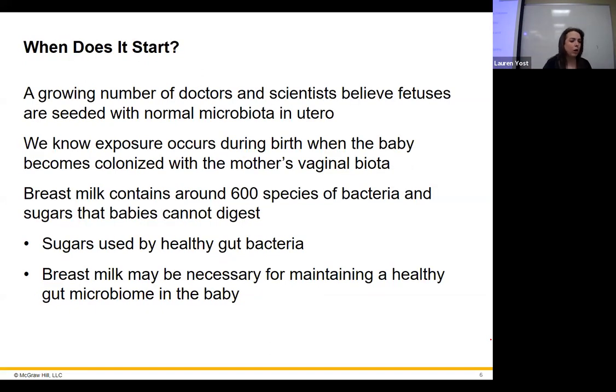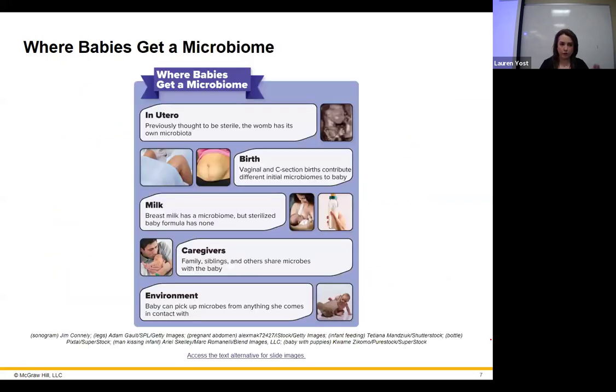So when we start having our biome, I'm actually going to go to the next picture because it's easier to describe here. It starts off, we think, in the uterus itself, in the womb. We used to think it was sterile. It says previously thought to be sterile. I think in like the 80s or something, they figured out that we do have a biome in the womb. And that can't be that surprising, right? If you have a biome in the vagina and the womb is just a cervix away, it can't be that surprising that there's a biome in there.